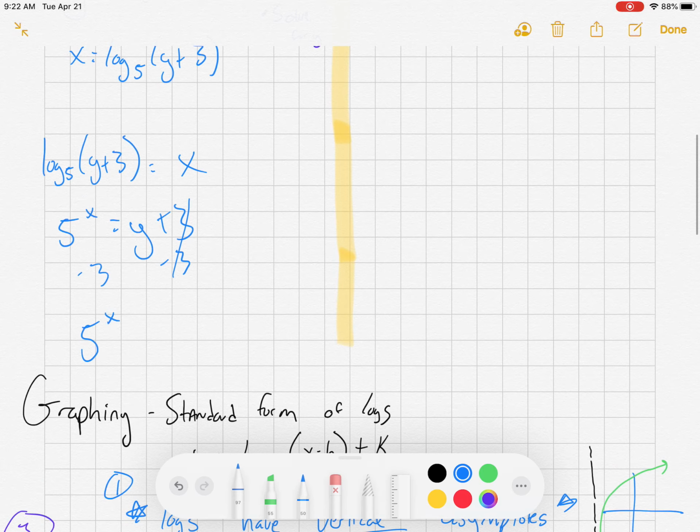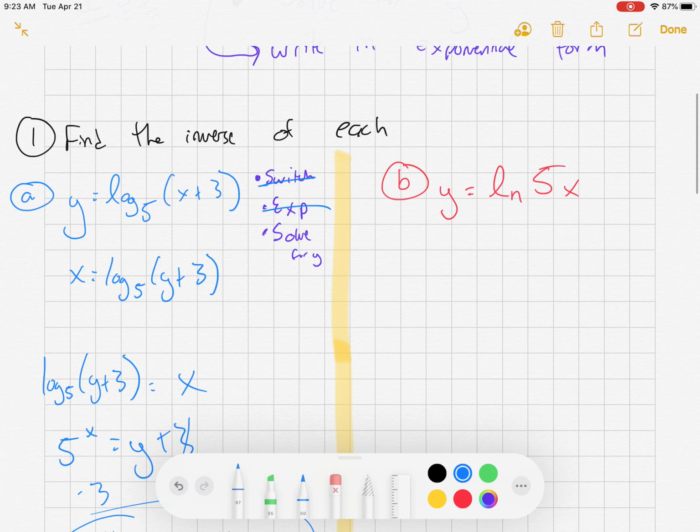Now the only thing we need to do is solve for y. So how do you get y alone? Well, minus 3, minus 3. Now be careful how you write the left-hand side. It's 5 to the x power, and the minus 3 is big. It does not go in the exponent. It's down by the 5. So 5 to the x power minus 3 equals y. That would be your final answer.